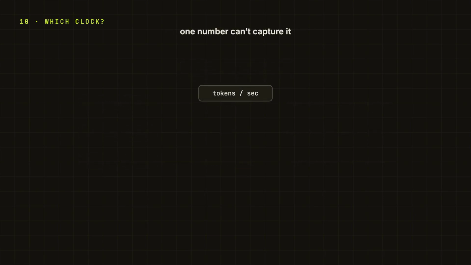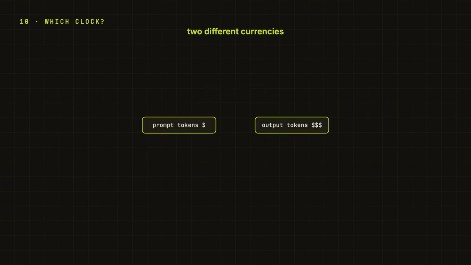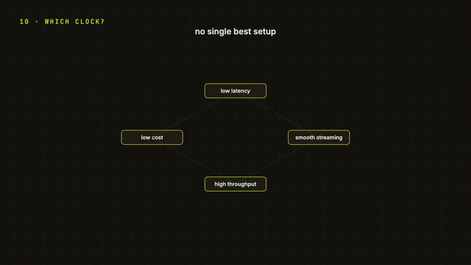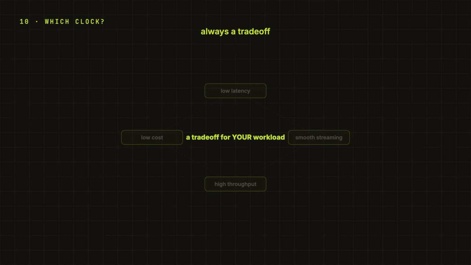And that is also why you can never measure this with one number. Tokens per second is too blunt. Prompt tokens and output tokens are different currencies. You have to watch them separately, along with time to first token, time per output token, and how full the KV cache is. There is no single best setup either. Tight first token latency, smooth streaming, high throughput, low cost. These fight each other. It is always a trade-off for your specific workload.